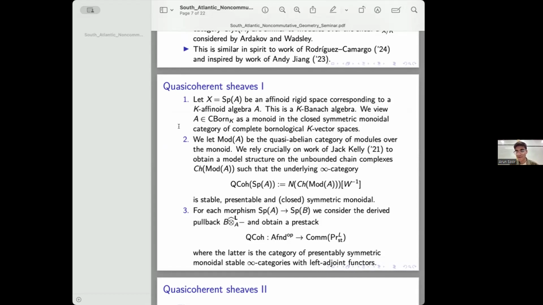And this gives us our definition of QCO on an affinoid rigid space, right? QCO of an affinoid rigid space is defined to be compactly generated by objects of the form A tensor C naught S, where S is some set. C naught is like your non-Archimedean counterpart of an L1 space.